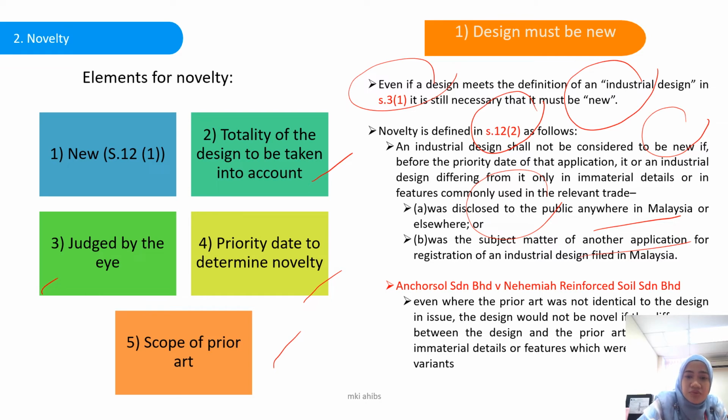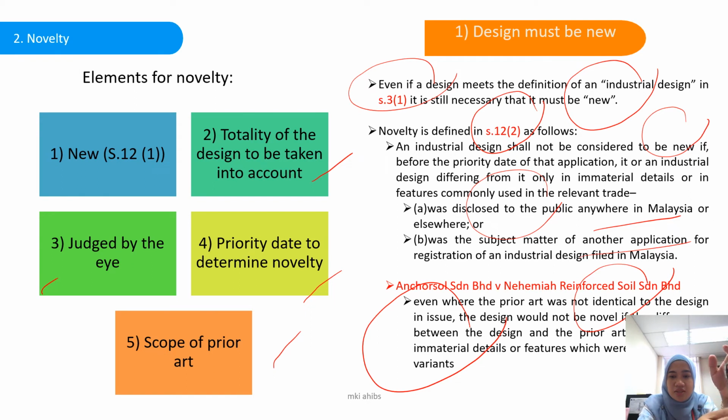In the case of Angkoso Sdn Bhd and Nehemiah Reinforced Sdn Bhd, the court held that even where the prior art was not identical to the design, it still wouldn't be considered novel if the differences between the prior art and the current article are in immaterial details. So if the differences between the prior art and the current product are in immaterial details, it's still not considered as new.